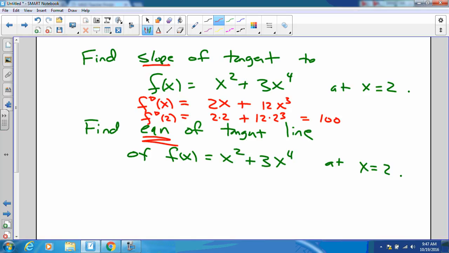Did y'all just do that in your heads? 12 times 2 cubed is 96. Y'all did? Wow. 12 times 8 is 96 plus 4. That's how you learn, that's how we learn the power. Bring down the power, subtract 1 from the power. Constant multiple.